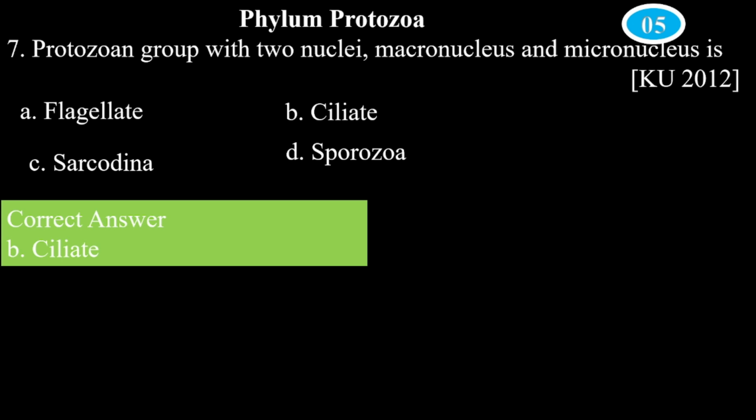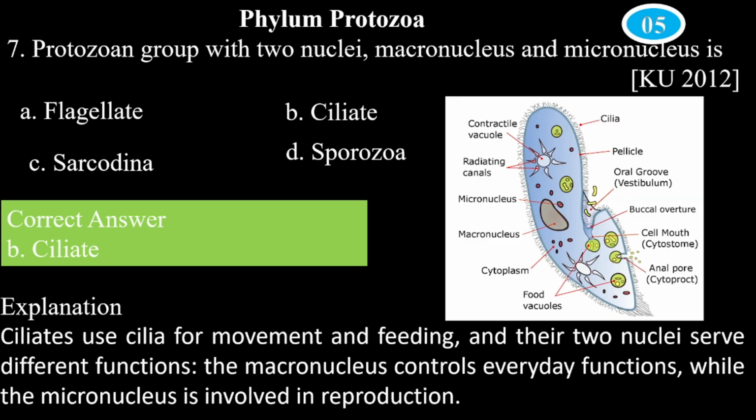Here the right answer is option B, ciliate. The reason is that ciliates use cilia for movement and feeding, and their two nuclei serve different functions. The macronucleus controls everyday functions, while the micronucleus is involved in reproduction.